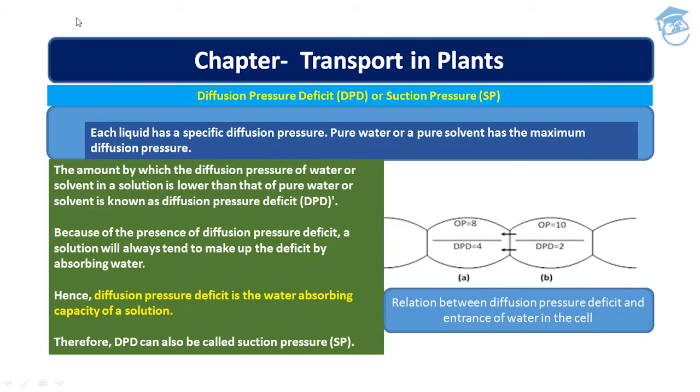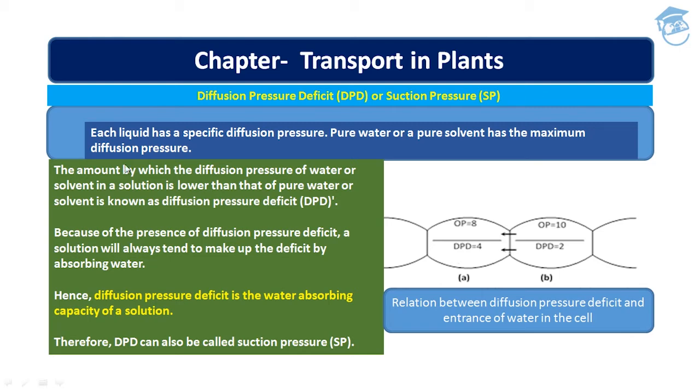Okay, diffusion pressure deficit or suction pressure. Each liquid has a specific diffusion pressure. That means every liquid has its own diffusion pressure. Pure water or pure solvent has maximum diffusion pressure. Please note that a pure solvent or pure water has maximum diffusion pressure.